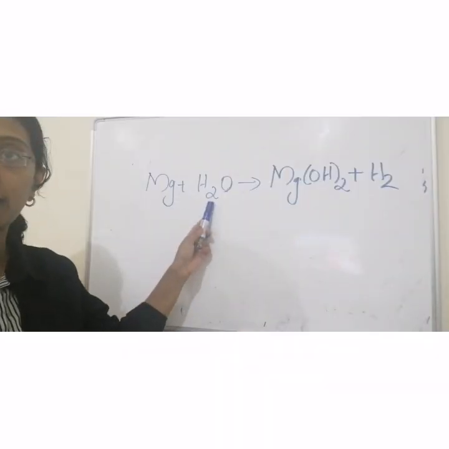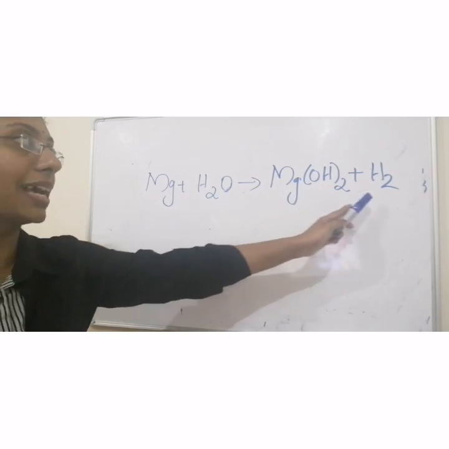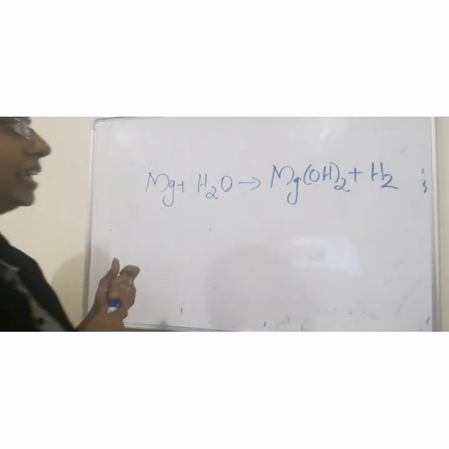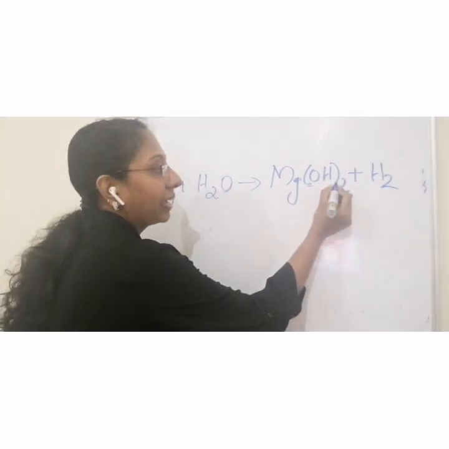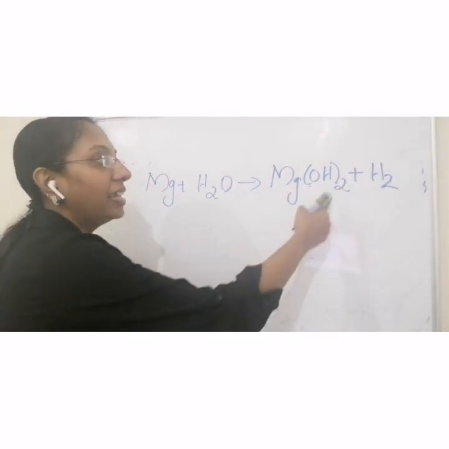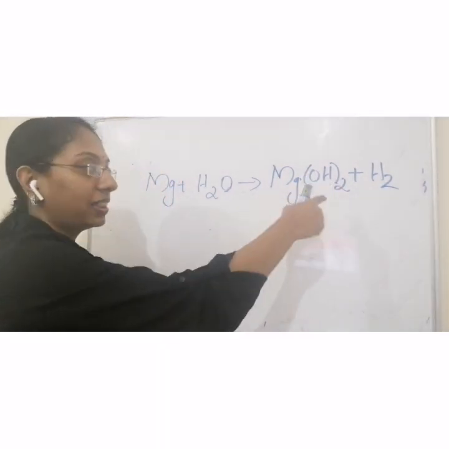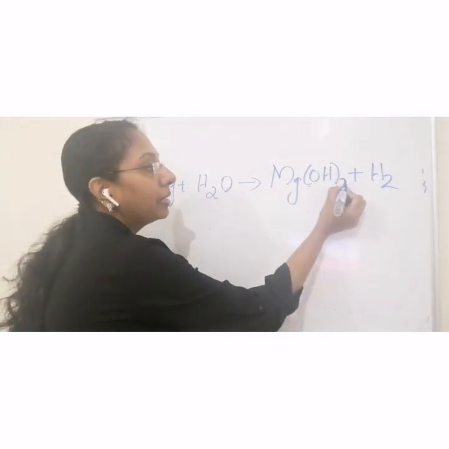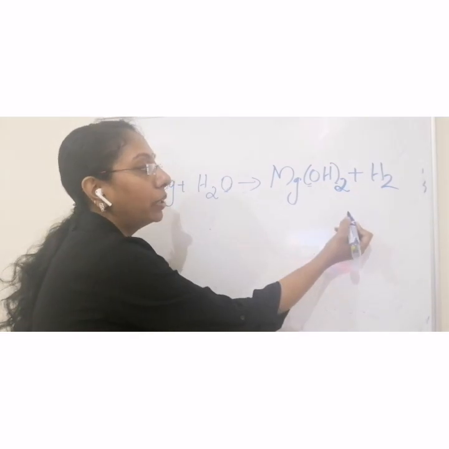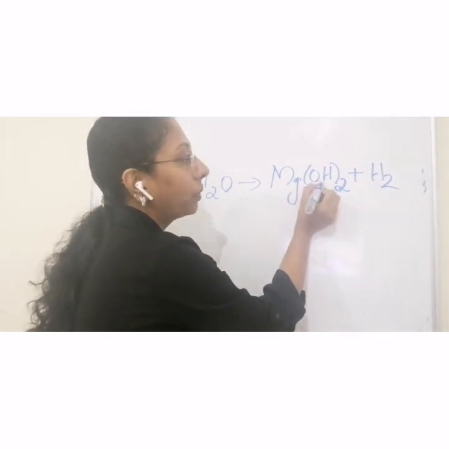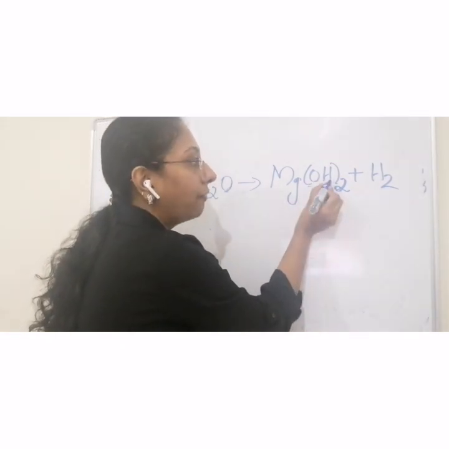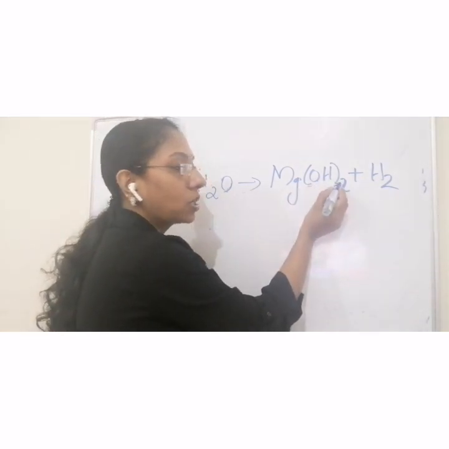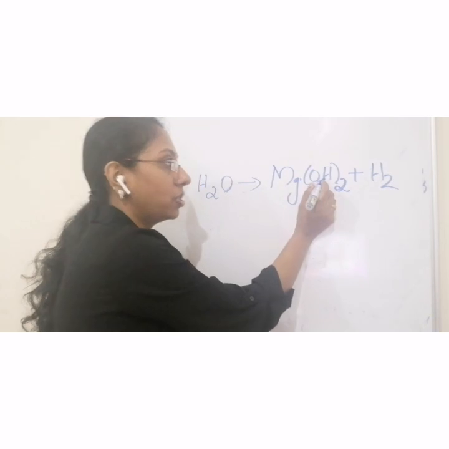The next one. Magnesium plus water gives magnesium hydroxide plus hydrogen gas. Here we are seeing a bracket comes here and a 2 outside here. It's nothing. This is a hydroxide and it is just given a number 2 here, means this 2 is common for both oxygen and for both hydrogen. This bracket represents that this 2 is common for both hydrogen and oxygen.